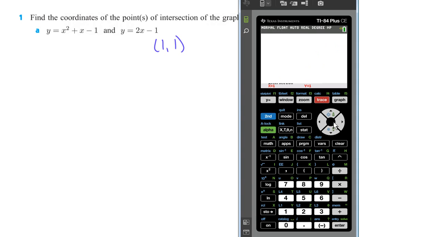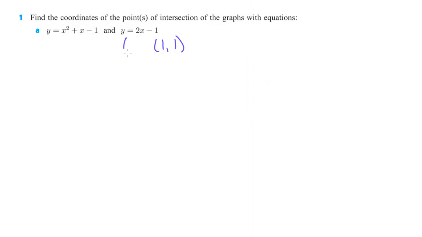So now we'll do second trace, which is calculate again, go down to intersect. Before we push enter, we've got to get this cursor closer to this intersection over here. This is definitely closer to that one than to this one. So I'll push enter, it will jump to the other graph, push enter again, and then give it a guess. Yep, and it gives us negative 1.27 e to the negative 14th. That means x is 0 and y is negative 1. So our other one is 0, negative 1, and those are our two intersection points.